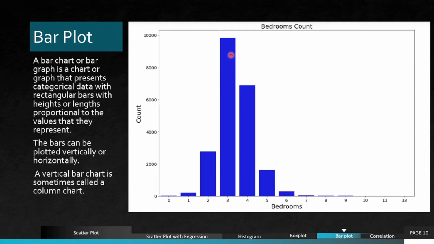It is a 3-bedroom house, followed by a 4-bedroom house, and then the 2-bedroom house, and the 1-bedroom, and then the 5th bedroom is also there, 6th bedroom, and the other bedrooms, which are very large houses in this data set, 7, 8, 9, I don't know, 33 bedrooms, very rare. So this is a data set which shows this kind of a plot.